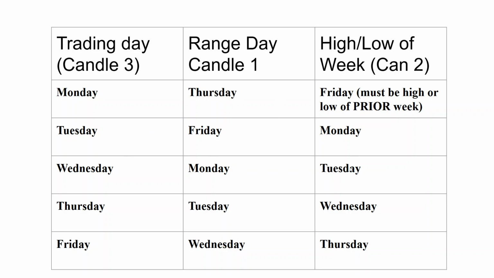If yesterday creates the high of the week and closed inside of the prior day's range, candle 1. So it's candle 1, candle 2, and then candle 3. So Thursday feeds into Friday, and that sets up for Monday. Friday feeds into Monday, that sets up for Tuesday. Monday feeds into Tuesday, it sets up for Wednesday. Tuesday feeds into Wednesday, sets up for Friday. That's the trading day. And then Wednesday will set up Thursday. You're only trading on Friday, and that's it.